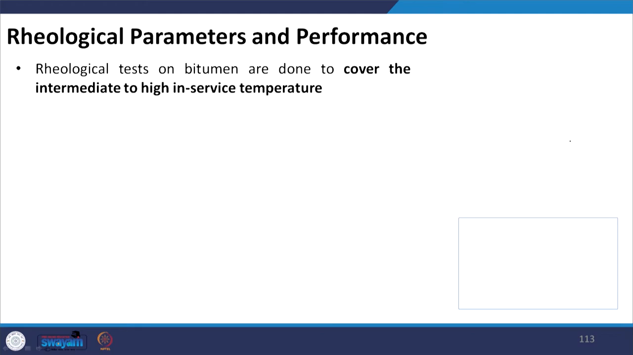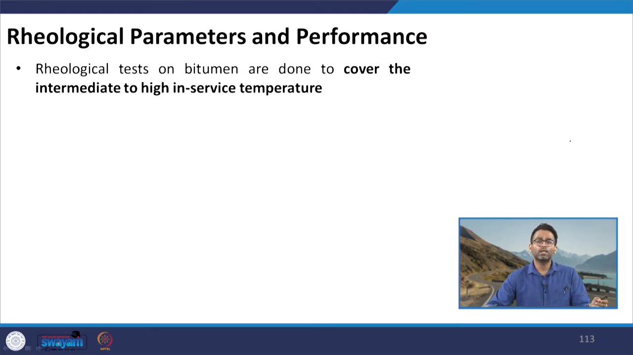Now, ultimately, what we want to do is relate the rheological properties with the performance, because this is the main idea behind doing any type of experimentation.